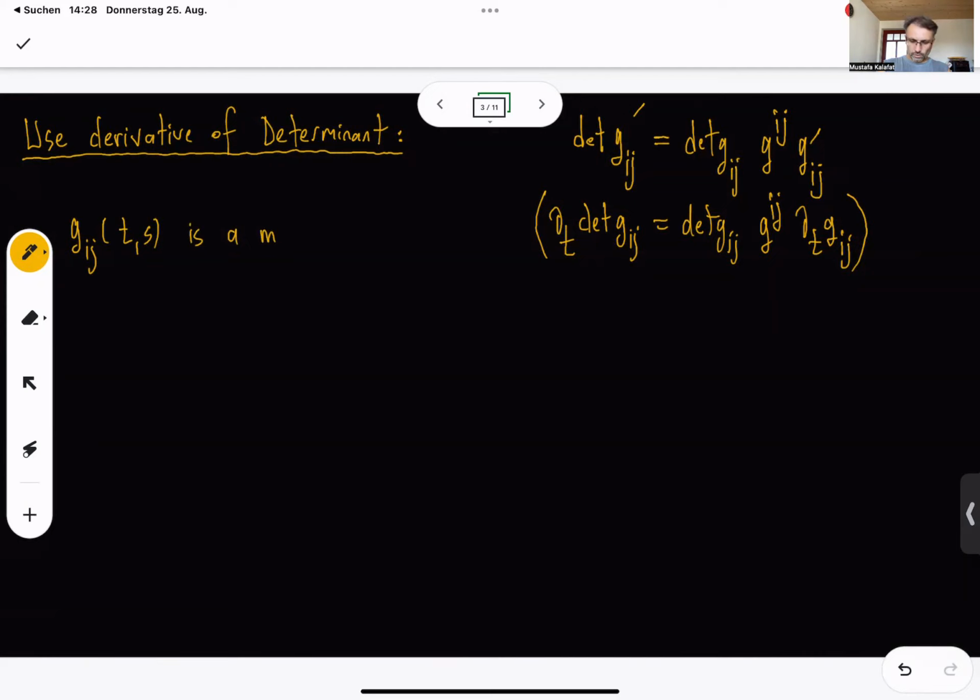Is a matrix of functions. Okay. All right.